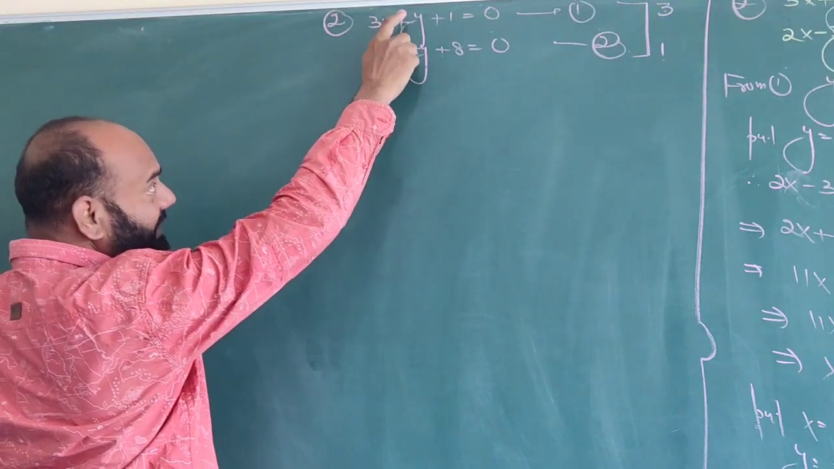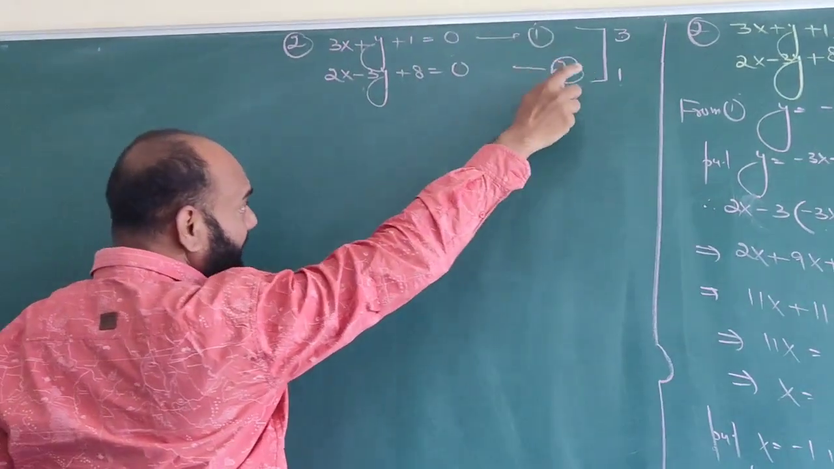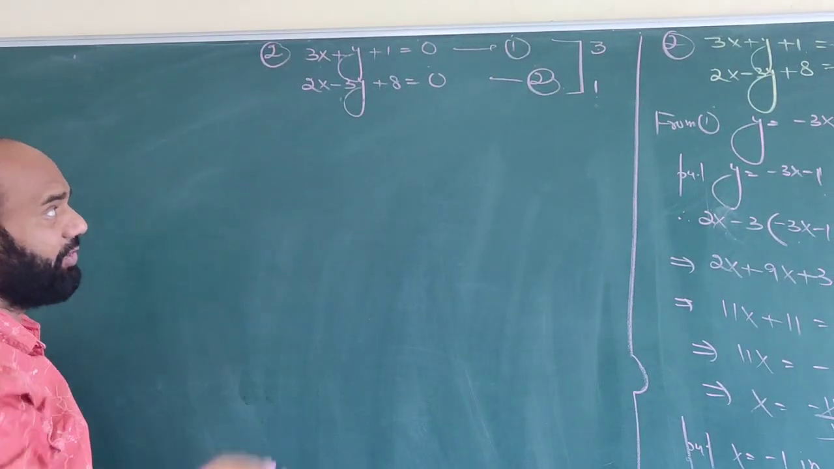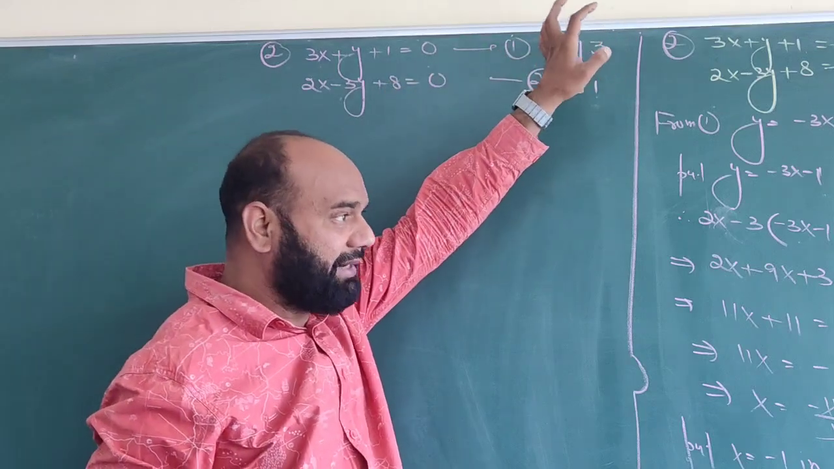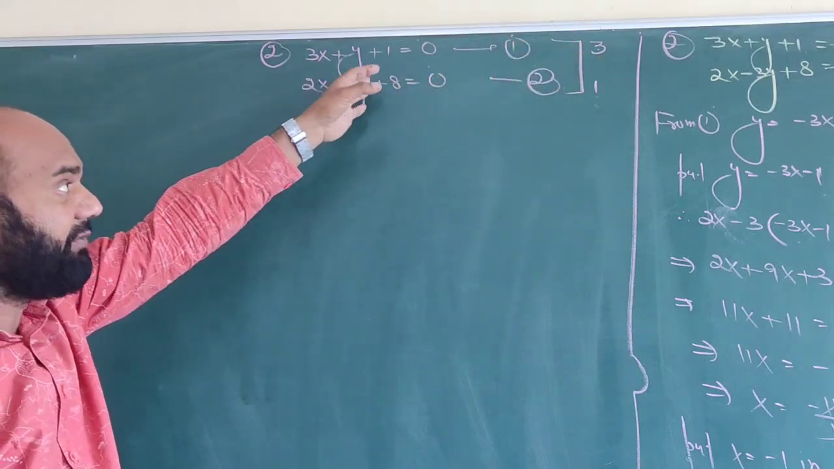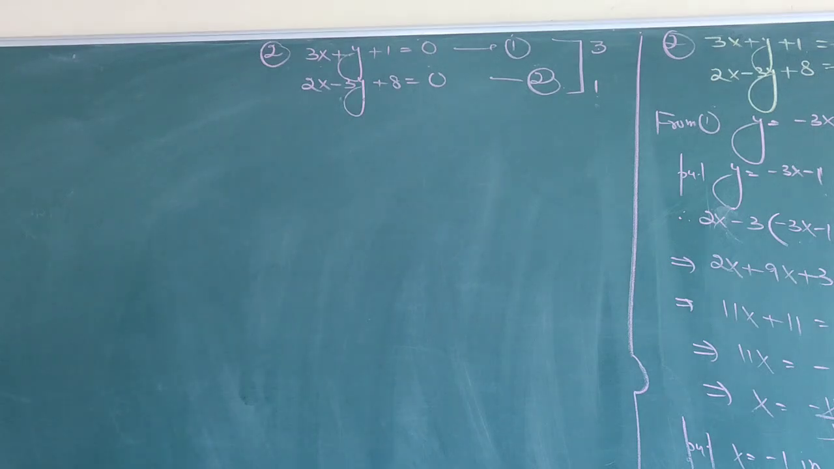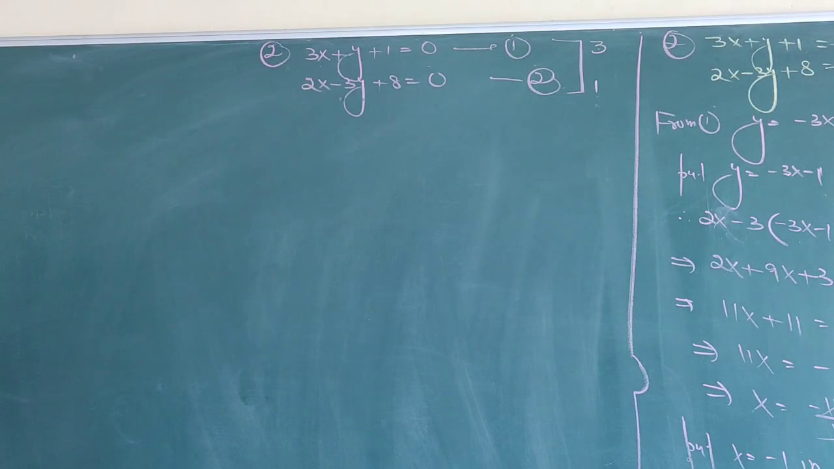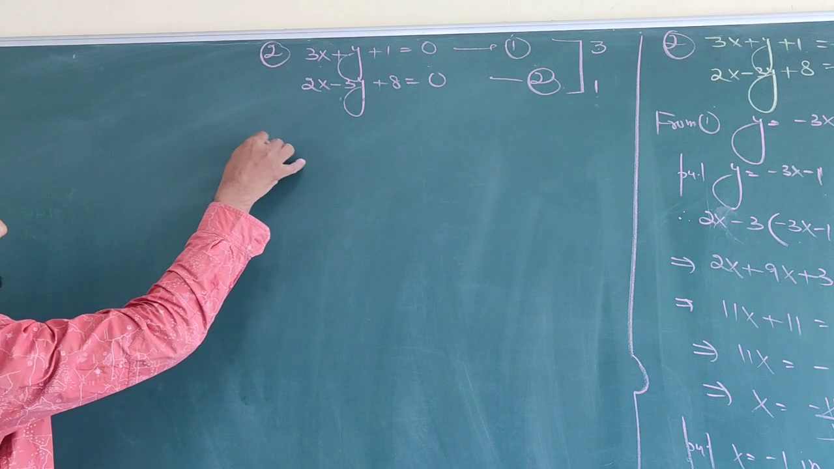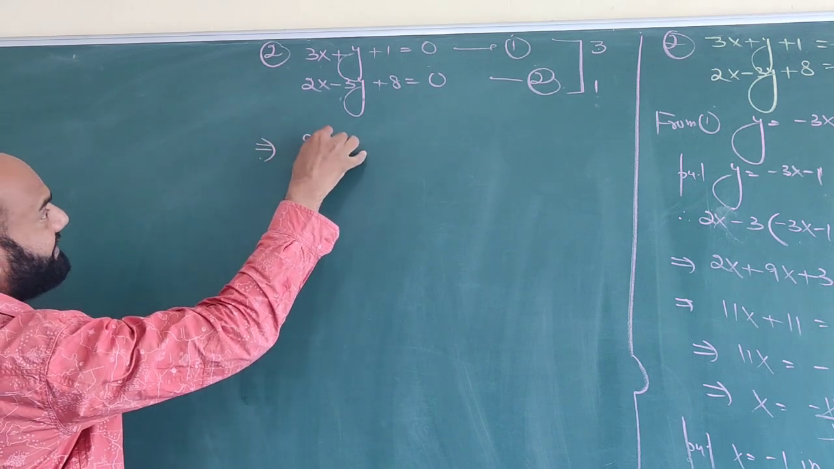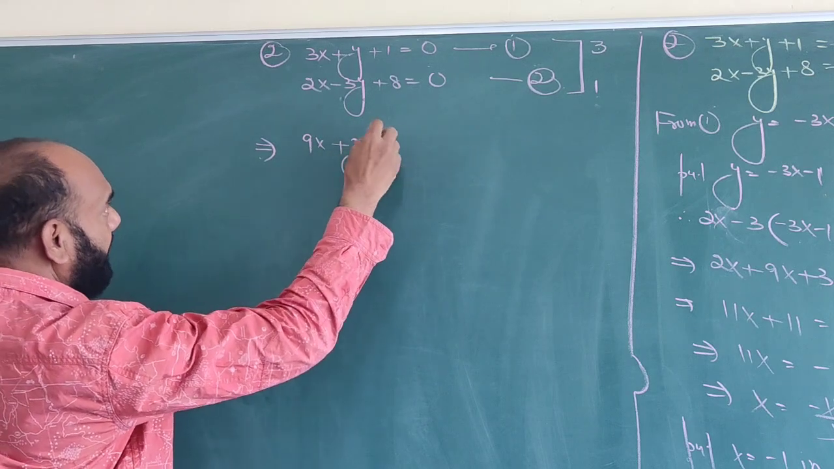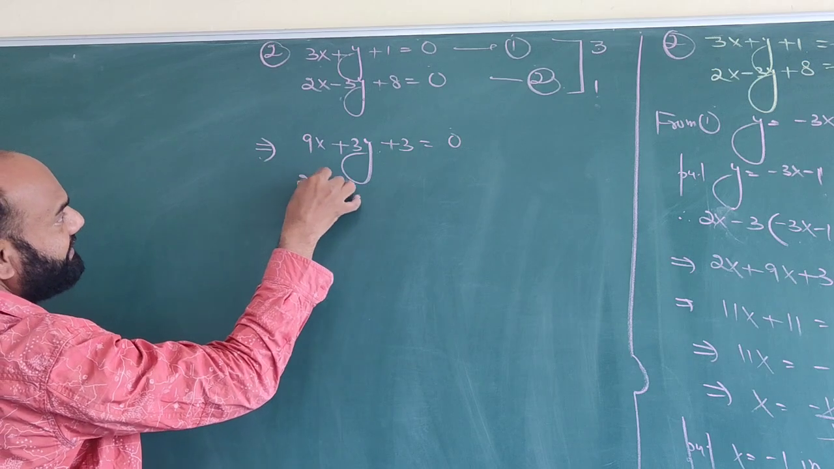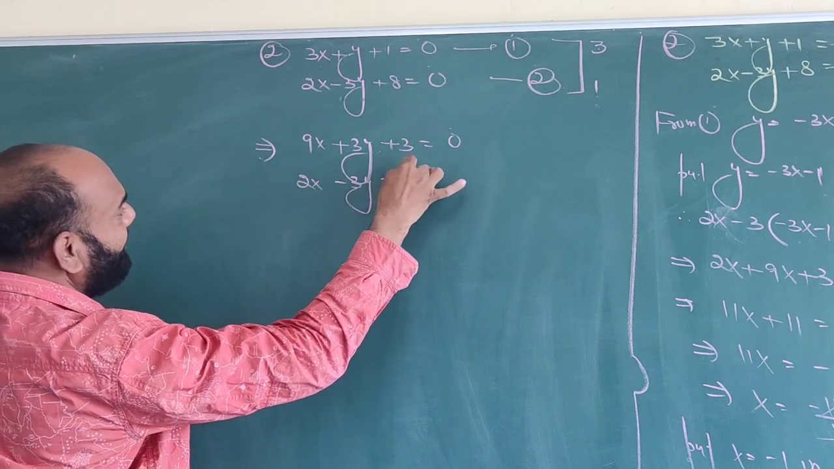So the coefficient of y in equation number 1 is 1, and the coefficient of y in equation number 2 is -3. So equation 1 is multiplied by plus 3 or minus 3. We multiply here by plus 3 to easily solve the question. So by multiplying by 3, we get 9x + 3y + 3 is equal to 0, and there is 2x - 3y + 8 equal to 0.